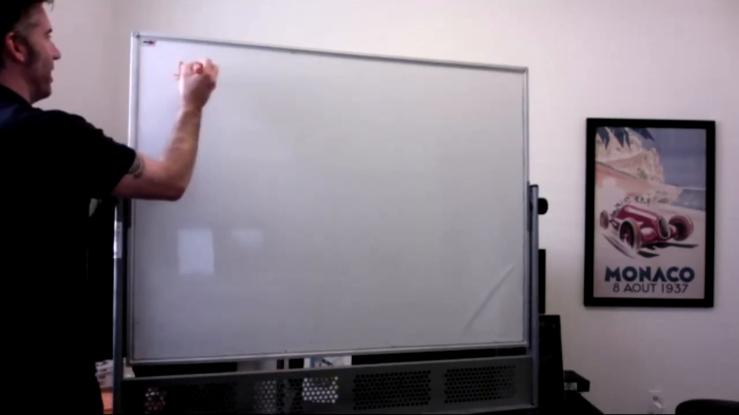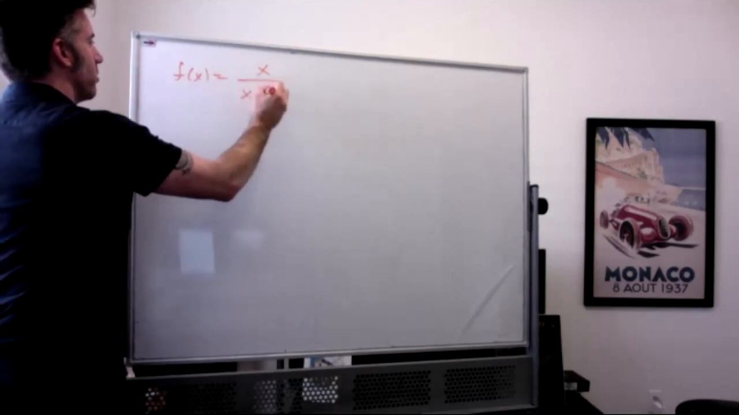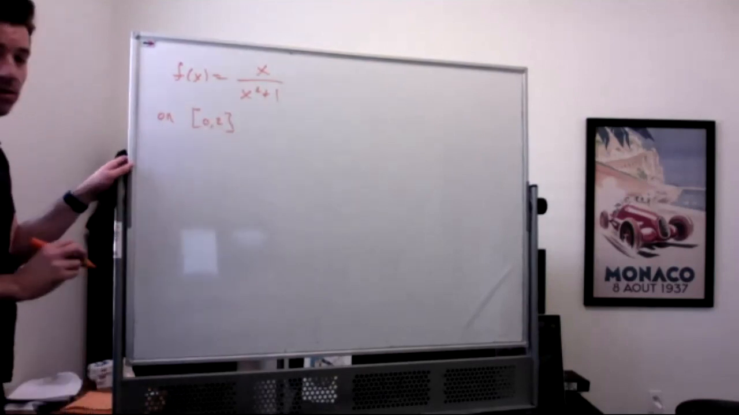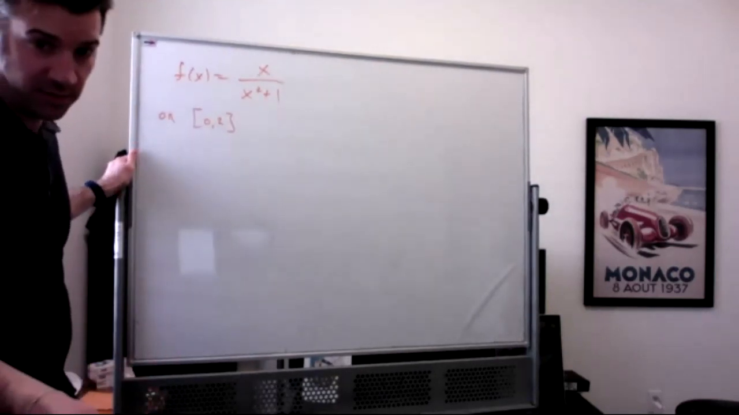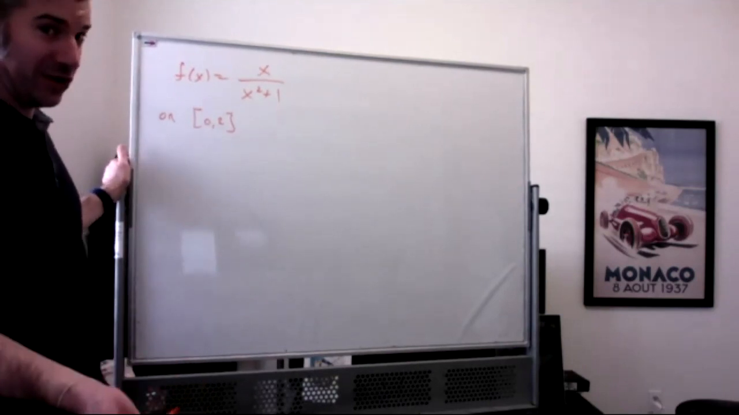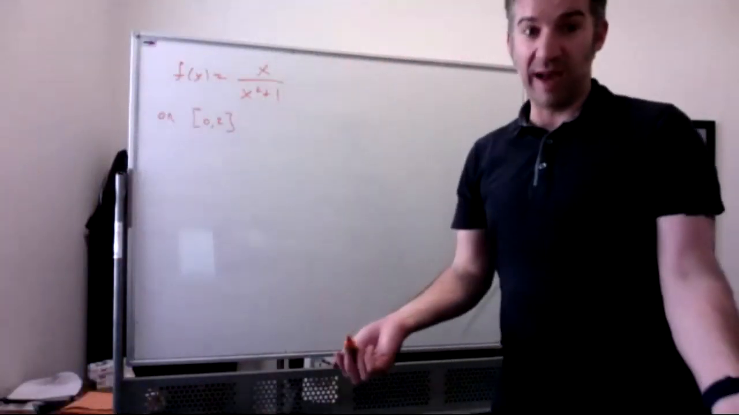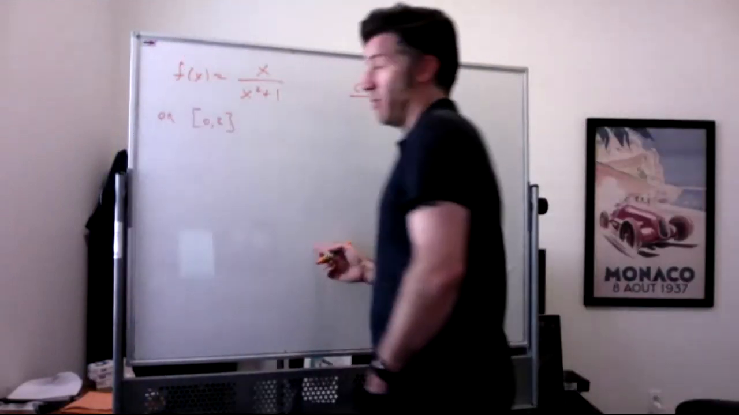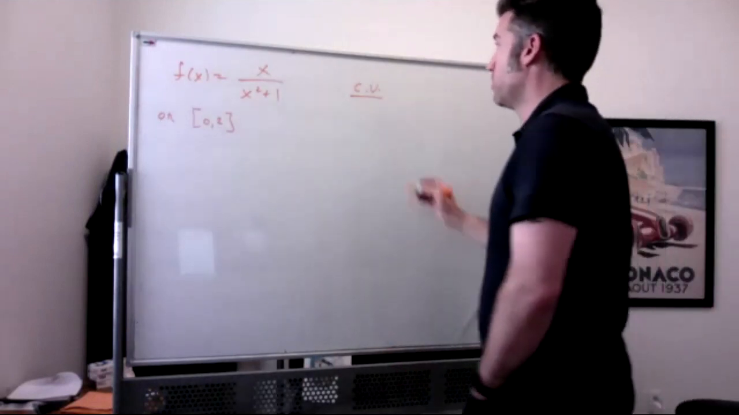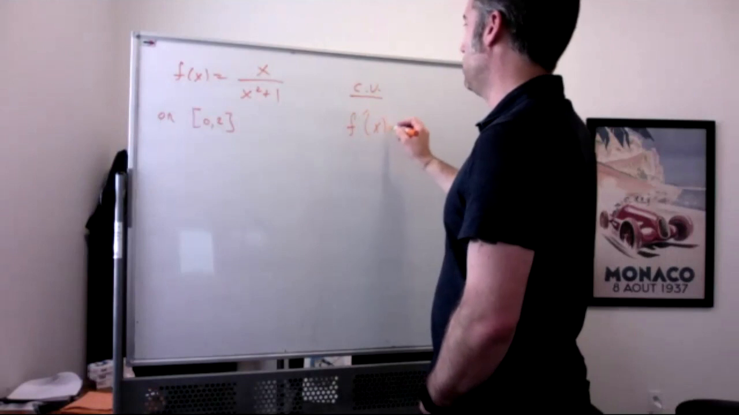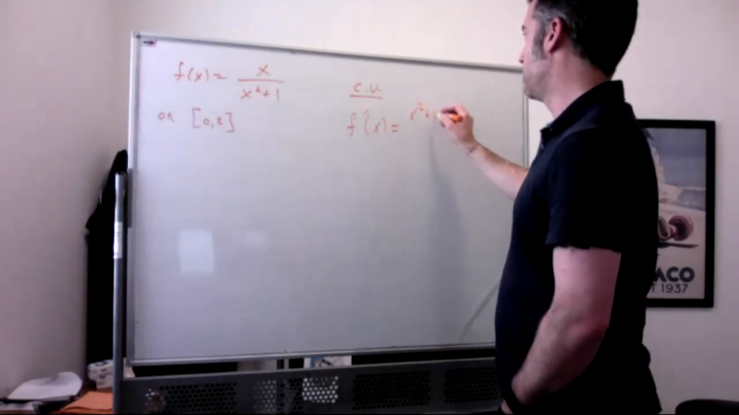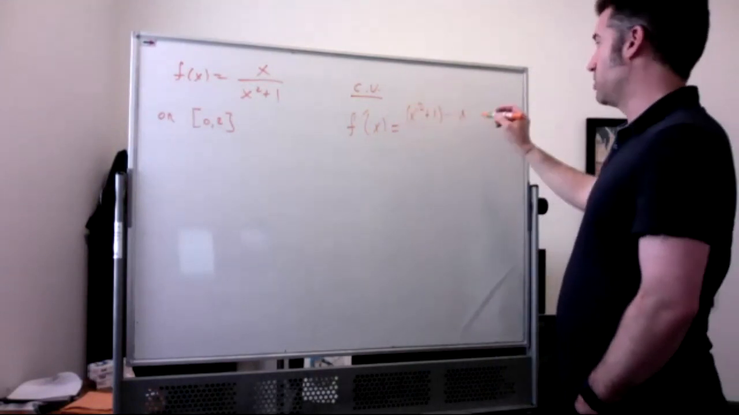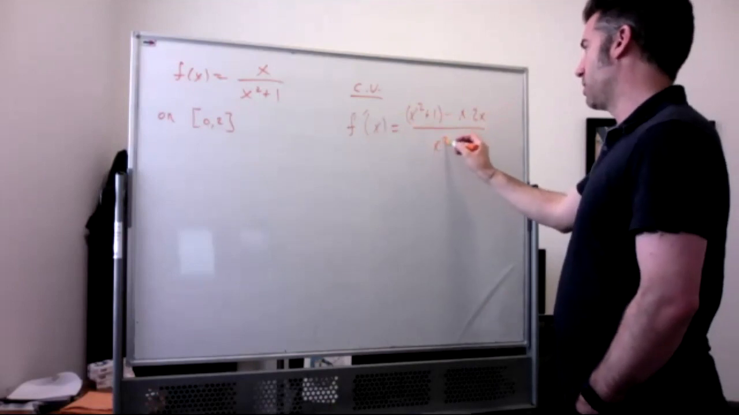let's look at this function. f(x) equals 2x over x squared plus 1 on the interval from 0 to 2. And I want to find where it has an absolute maximum and an absolute minimum. So I'm going to find the critical values, the places where the derivative is 0 or undefined. So I'm going to take my derivative using the quotient rule. It's going to be the bottom times the derivative of the top, which is 2, minus the top times the derivative of the bottom, which is 2x, all over the denominator squared.